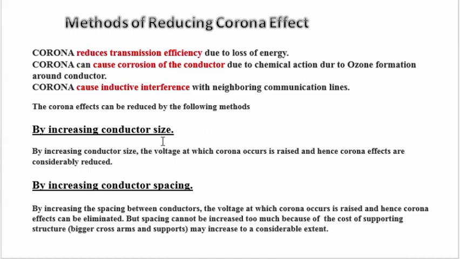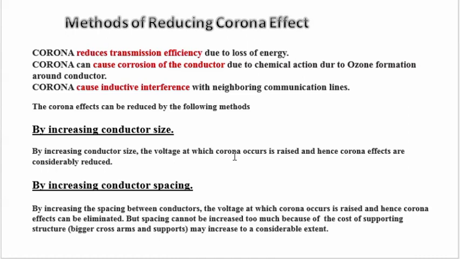The first one is by increasing the conductor size. By increasing the conductor size, the voltage at which corona forms increases, and hence the corona effect is reduced. It means when you increase the conductor size, the voltage at which corona will occur, or theoretical disruptive voltage, will increase, and as a result the corona formation will be reduced.